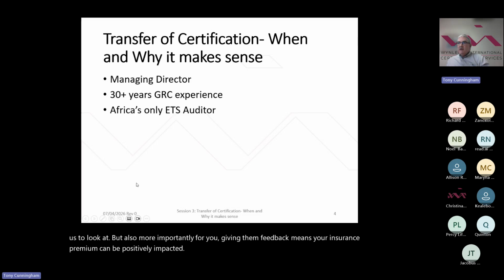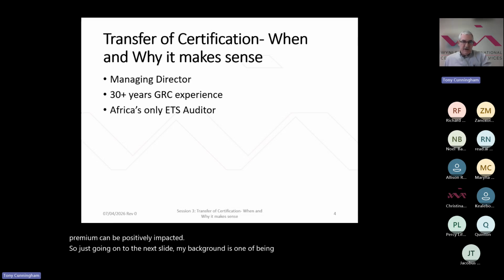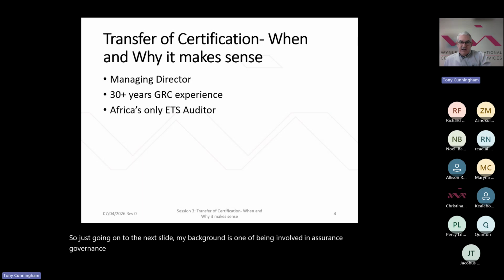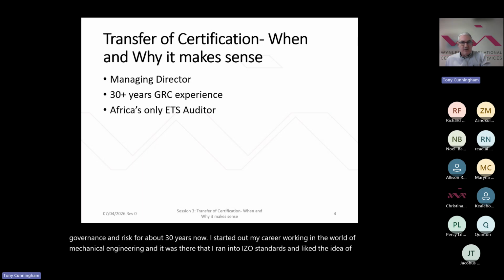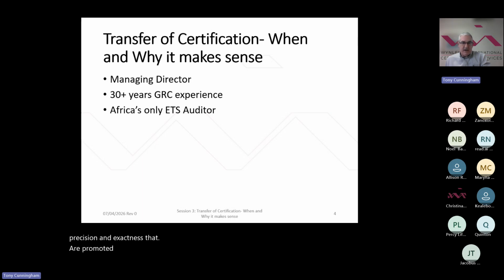So just going on to the next slide, my background is one of being involved in assurance, governance, and risk for about 30 years now. I started out my career working in the world of mechanical engineering, and it was there that I ran into ISO standards and liked the idea of precision and exactness that are promoted by standards and how they resonate with the principles and ideals of mechanical engineering. And my world at that stage was very much formed by that mindset.